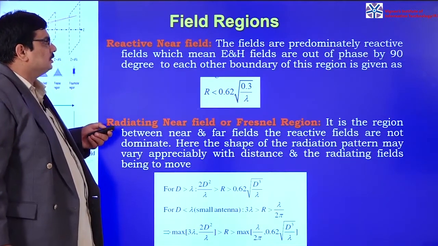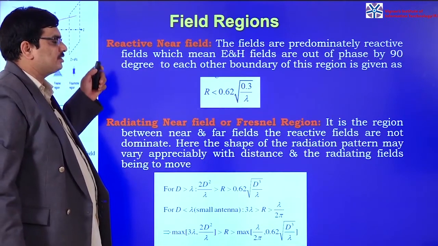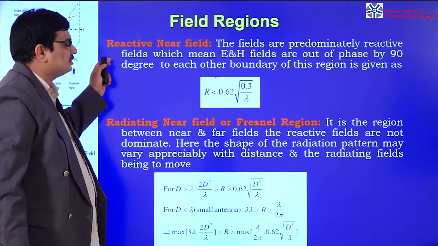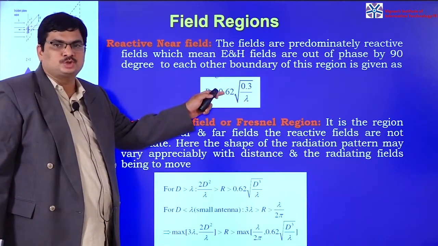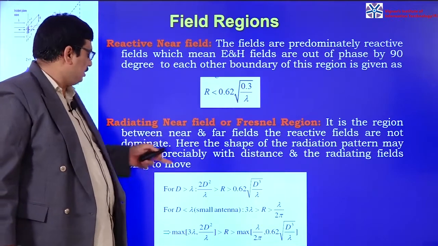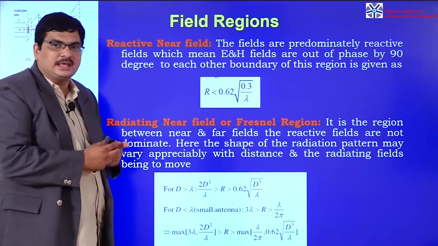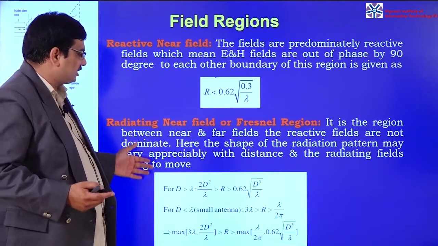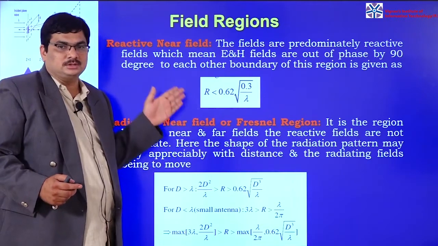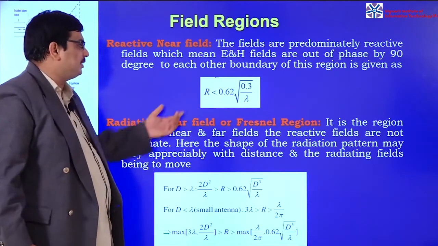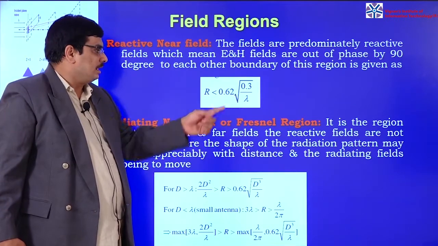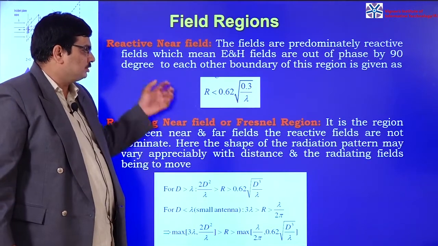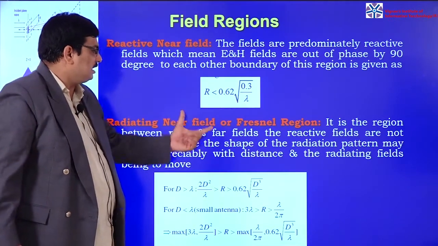So reactive region: here, both E and H fields are out of phase with each other, and the distance from your antenna to this region is always 0.62 times the square root of d cube by lambda. In the radiating near field region, the E and H fields are not yet fully radiating, and the distance from your antenna to this region varies between 0.62 times the square root of d cube by lambda to 2d square by lambda. In these both regions we can say that it is a Fresnel zone.